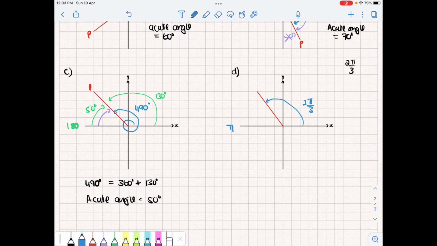And we want to measure the shortest distance from any part of the x-axis up to the line. So that's this distance over here. And if the full distance from here to here is pi, then we take away that 2/3 pi, and that leaves us with the acute angle, which is just going to be pi over 3. So 1/3 pi.